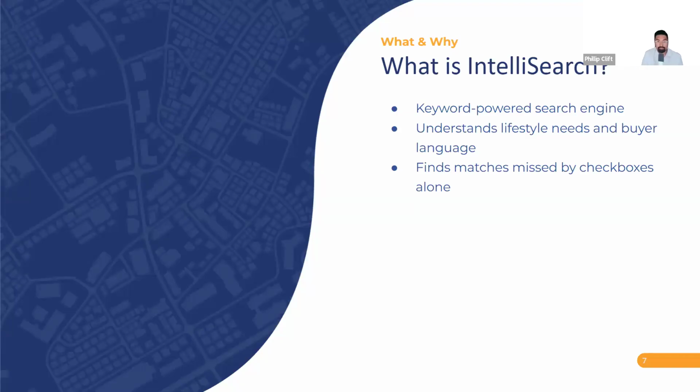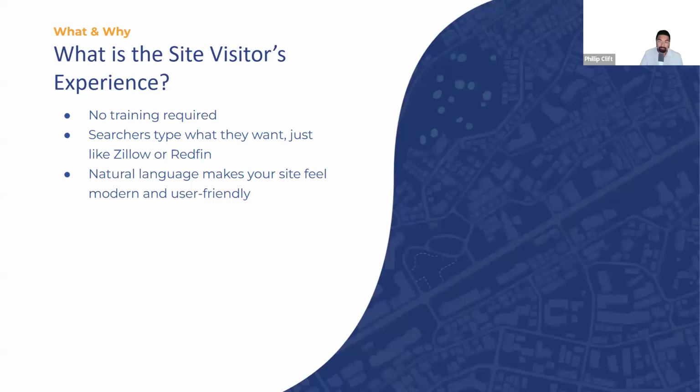So as that video really showed you, IntelliSearch is our keyword-powered search engine to help you understand lifestyle needs and buyer languages. And it really helps with scanning listing descriptions in addition to traditional MLS data. This is the part that makes IntelliSearch return better, more relevant searches, right? And that's what we mean by that last bullet point, by finding matches missed by checkboxes alone, is now we're able to scan not only the MLS data that traditional checkboxes have, but also what's in listing descriptions. So that's what IntelliSearch is at its core.